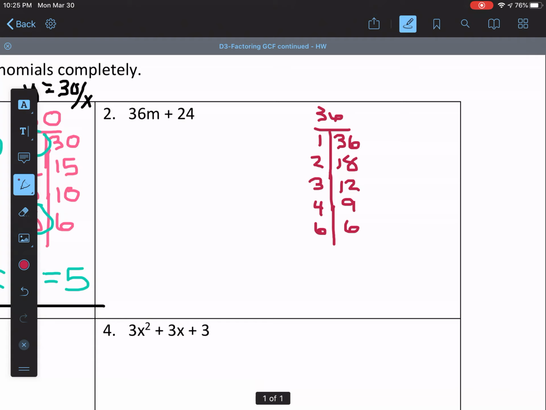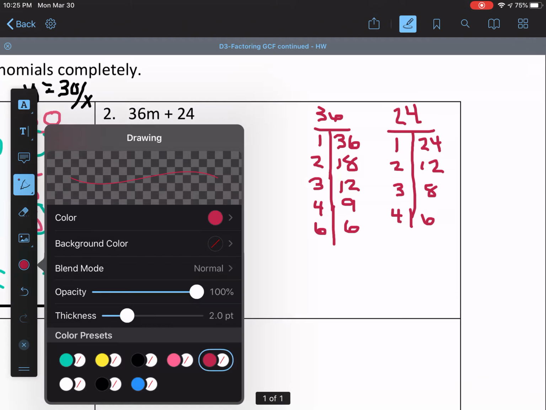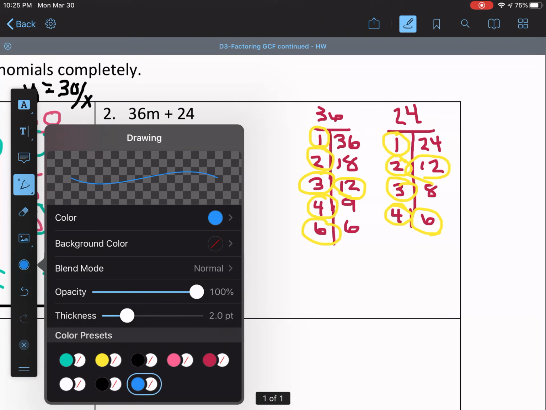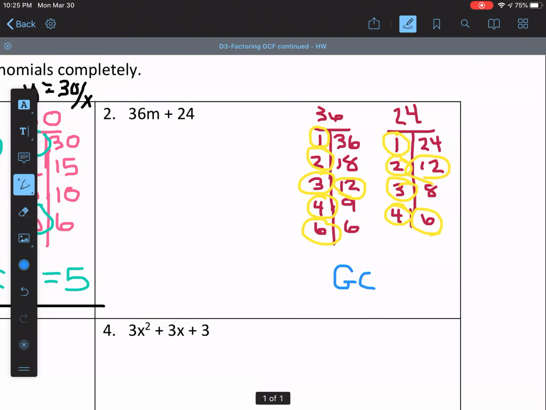And now for 24, our list of factors are 1 and 24, 2 and 12, 3 and 8, 4 and 6. Okay? So now we're going to circle the numbers that we have in common. So we have 1s, 2s, 3s, 4s, 6, and I'm missing someone, the 12. Okay. So then from that list, we can see that our greatest common factor is 12.